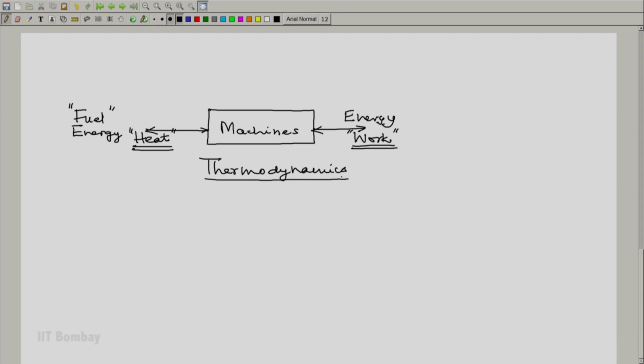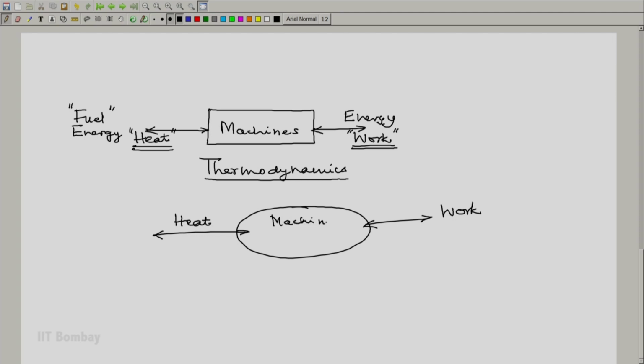So thermodynamics is essentially going to look at stuff which interacts, doing or absorbing work, and which interacts, doing and absorbing heat. And these could be machines, these could be gadgets, this could be anything. In thermodynamics, we just call these thermodynamic systems. This word we will define again later.